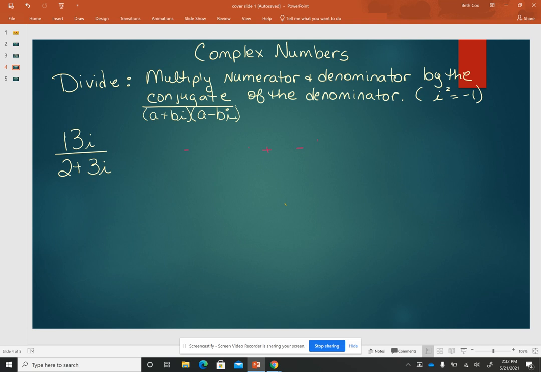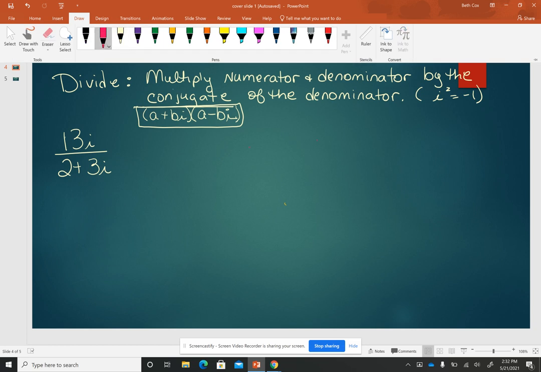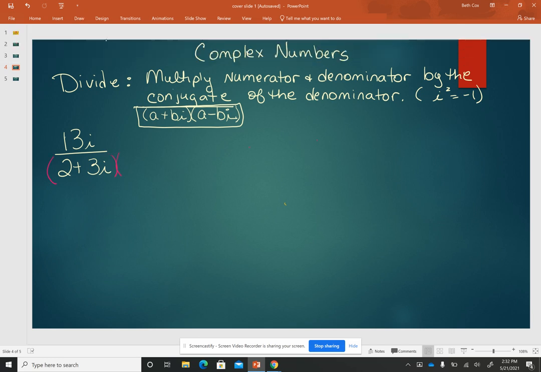Divide's different. You have to multiply the numerator and denominator by the conjugate of the denominator. Now this idea right here, that's the conjugate idea. The conjugate is the same numbers but with opposite signs. So for this problem, it says multiply the numerator and denominator by the conjugate of the denominator. So the conjugate of this denominator would be 2 minus 3i.